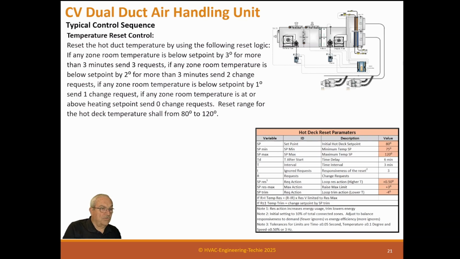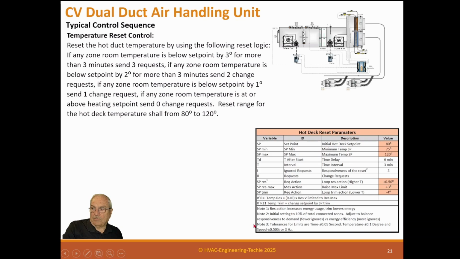Now you can also do this just like you did the cold side, but look at the hot deck damper the same way. I probably should have done that to make it a little simpler. And this is the hot deck parameters. Our set point's 80, our range is 75 to 120, so we can get hot if we need to really heat the building. We have the dead band, we have the 3 minute, and we have the 3 requests ignored. And we're going to go at 0.5 degrees up, and we're going to a maximum of 3 degrees, and down at -4, because we're trying to keep this energy low. We don't want it there very often.